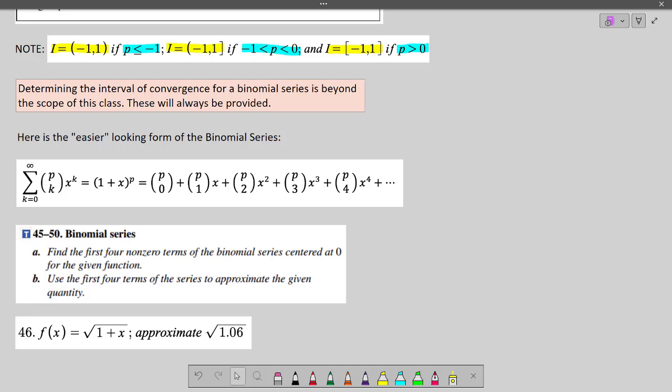This is a nice, simple way to visualize it. Somebody says binomial series, that's what you should visualize. We don't know what the p-value is. That's going to be given to us. But if you think of it as a geometric series with weird coefficients, that is a good way to think about it. So let's do it.